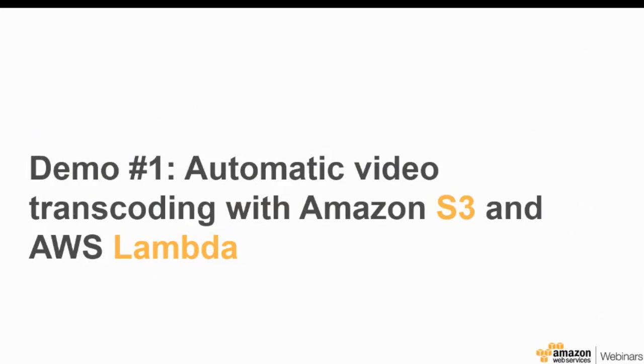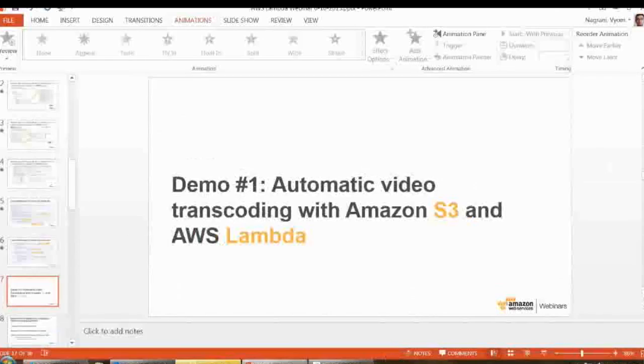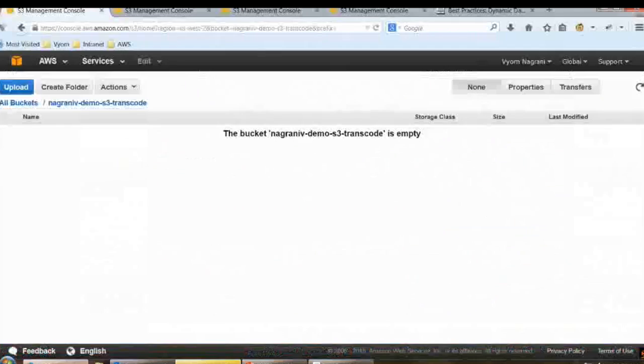So from here, we'll quickly switch over to what the final output of that would be. So I have created the S3 buckets, I have created all of this. So what I will show you is in the S3 console, I have this bucket called S3 transcode. This has no objects in it right now. I have another bucket called S3 demo S3 transcode out, which is empty as well.